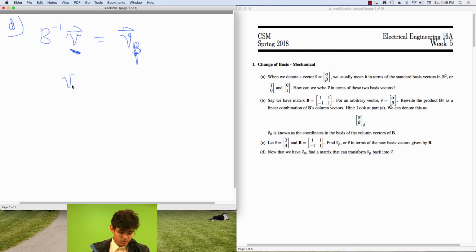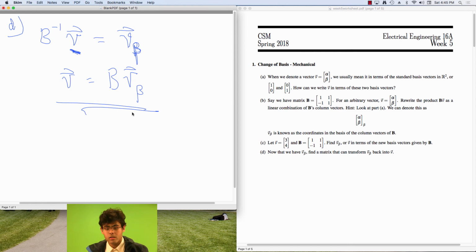And the answer is simple. V is equal to B times VB. It's the exact equation that we started with while trying to solve C. And that's all there is to part D.